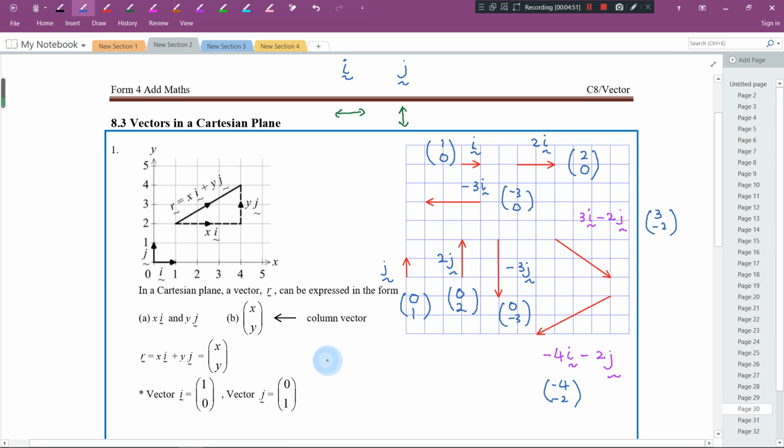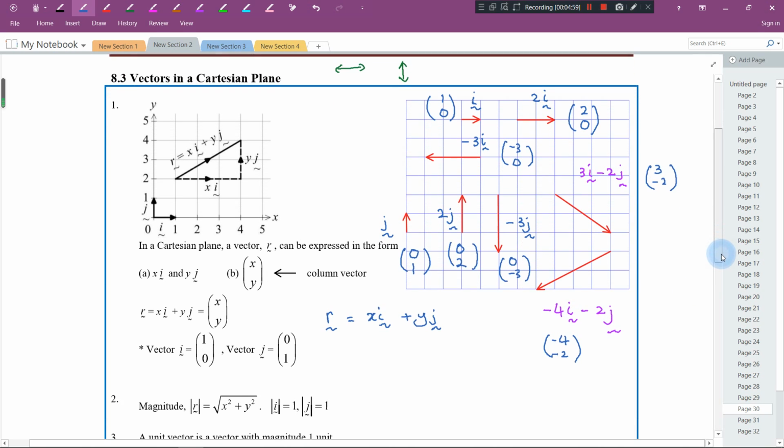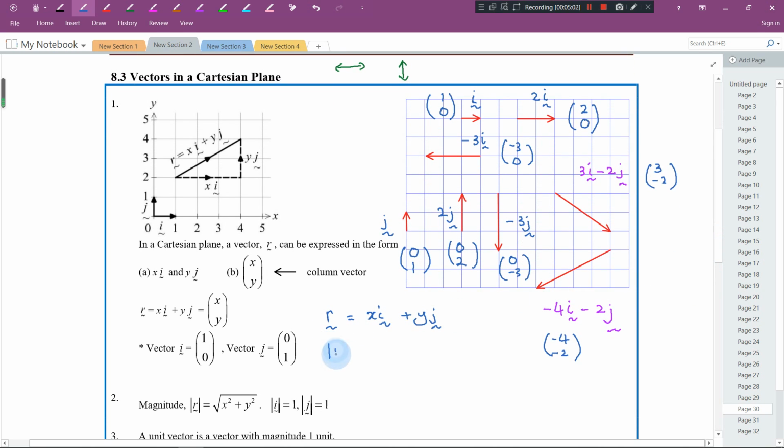Okay, so let's say we have a vector r is xi plus yj. If we want to know the magnitude of the vector, how do we get the magnitude? Okay, we can just take x squared plus y squared, square root. Okay, let's look at this example. Now, if I want to get the length here, I can draw a triangle to show you clearer. Now, I have a right angle triangle here, right? So let's say if we want to get the length here, the magnitude of this vector, we have 1, 2, 3, 4.